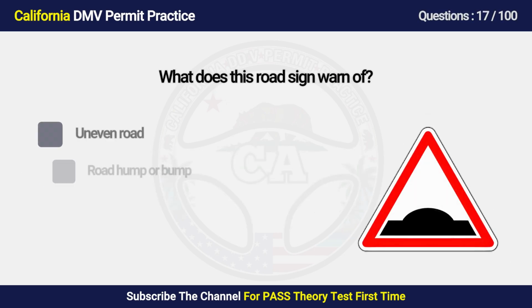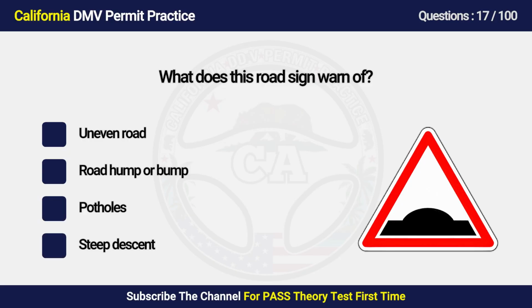Question 17. What does this road sign warn of? A. Uneven road. B. Road hump or bump. C. Slippery road. D. Steep descent.